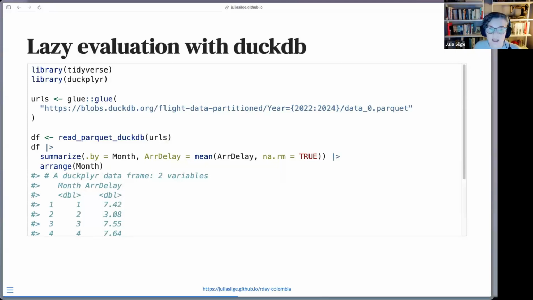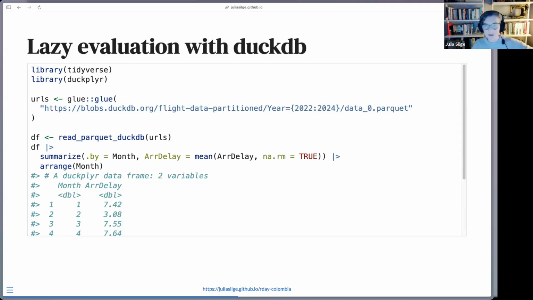This is what that code looks like. So notice that instead of having a file on disk like Flights Parquet, now I'm going to a URL that has my Parquet files in it, and I can just do read Parquet DuckDB. But now when I do this summarize arrange, this duckplyr data frame that we have here, once again, has not yet been materialized. It has not been brought into R.